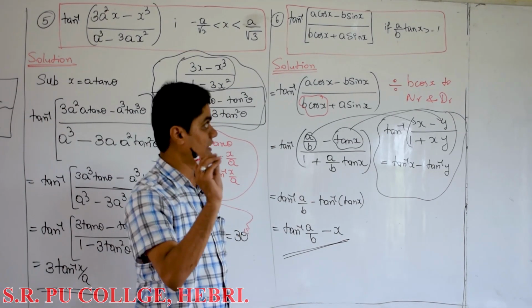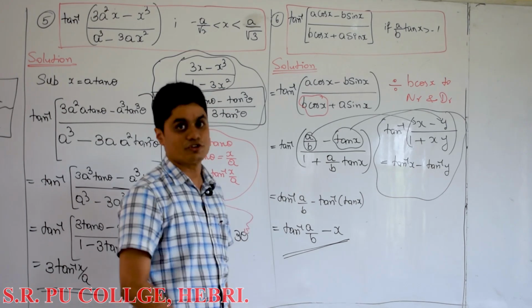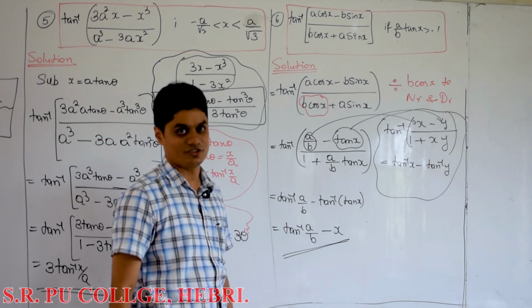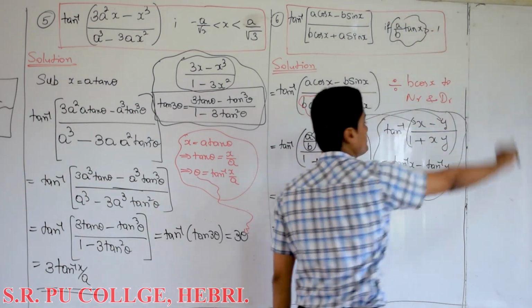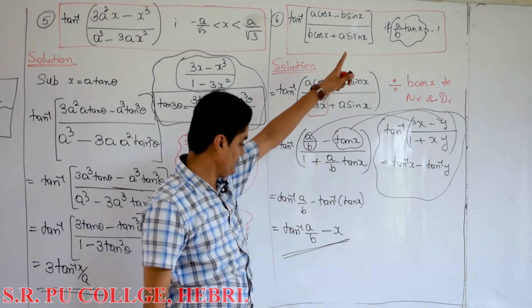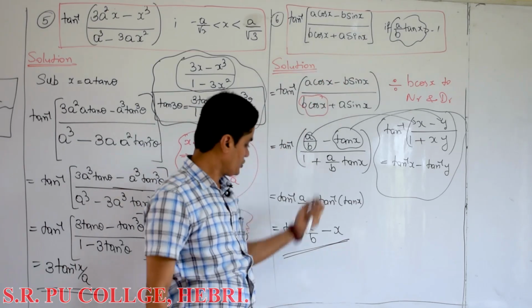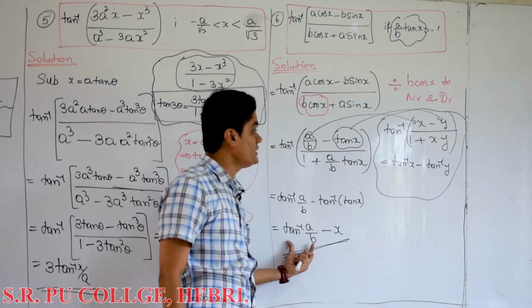One minute here, observe carefully. This answer is already present in the question. Where? See, the domain is given: a by b tan x must be greater than minus 1. That is a hint. That is a hint that that term must be present.